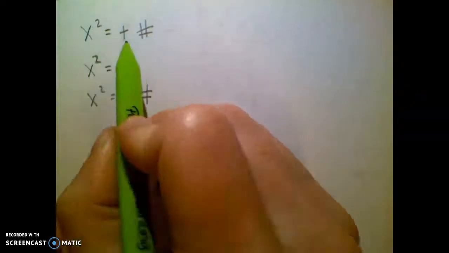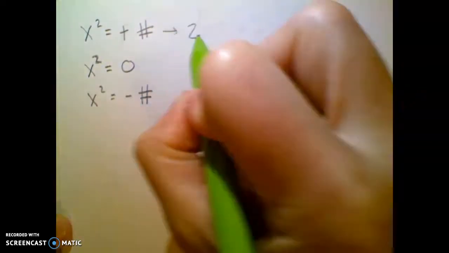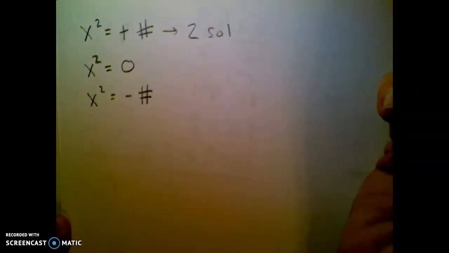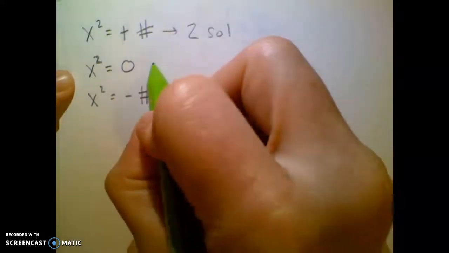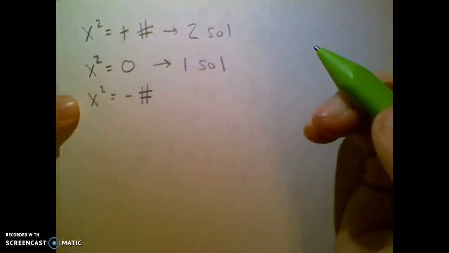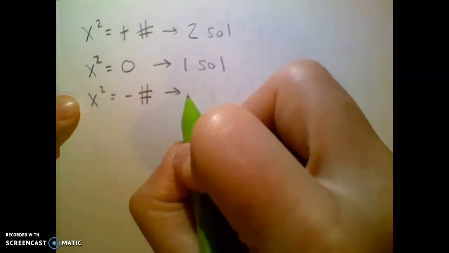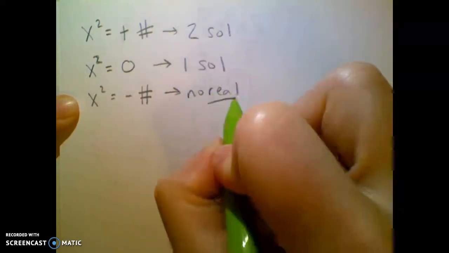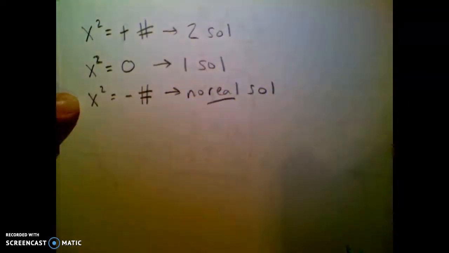So just to recap, if x squared ends up equaling a positive number, you're going to have 2 real solutions. If you get x squared equals 0, you're going to have 1 real solution. And if you get x squared equal to a negative number, you're going to have no real solutions. So I would always, just before you actually go ahead and square root it, make a mental note. Okay, 2 answers, 1 answer, no answer. That way at the end, you make sure you give me the correct number of answers.